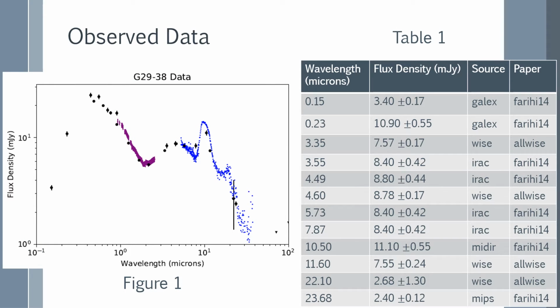I used observed data of the dust disk of G2938 from 2014 for my SED data. The SED data, which are the black points, map the initial spike in flux density from the white dwarf itself, and Table 1 is this SED data.